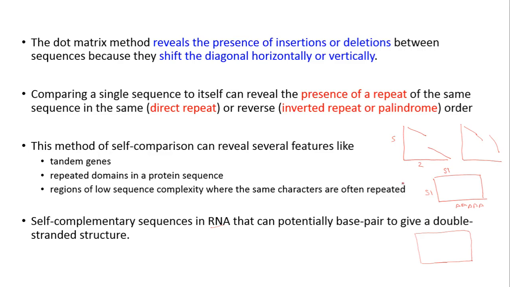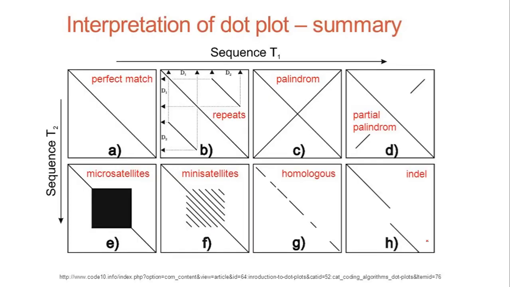Okay, and form the double stranded structure. So in this way, there are multiple applications of your dot matrix method. Okay, so here are some of the typical dot plots that you might recognize while you perform such dot matrix method analysis or dot match method. Okay, so if you get a diagonal which is continuous from one end to another end, that would mean that you have got a perfect match between sequence T1 and sequence T2.